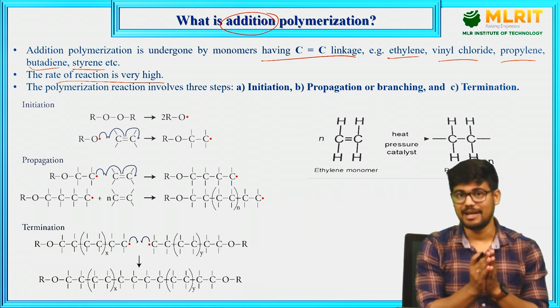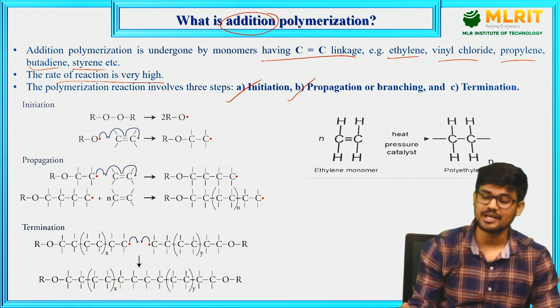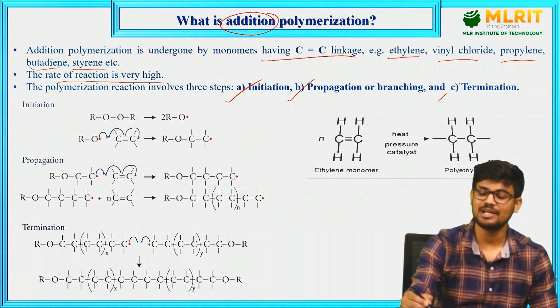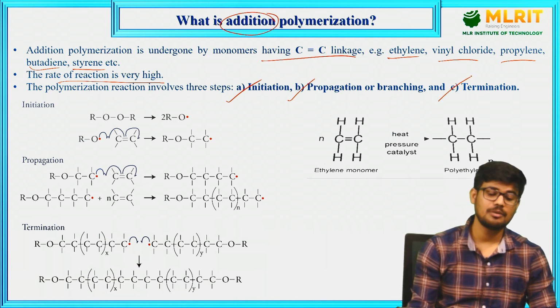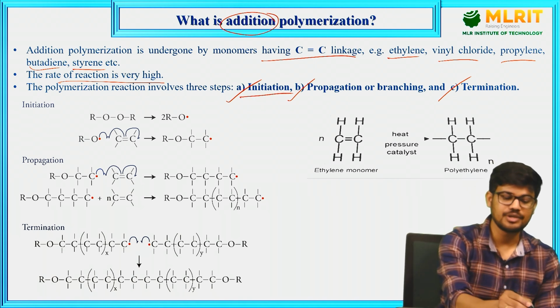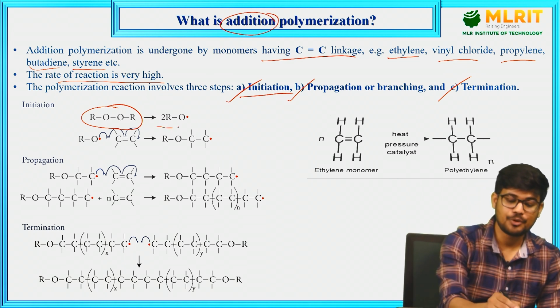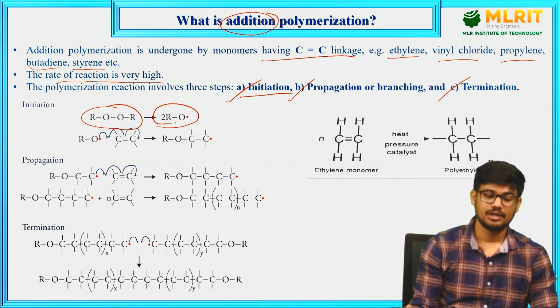In this case, the reaction rate will be very high, and this addition polymerization involves a mechanism of 3 steps. One is initiation, the second one is propagation or branching, and the third one is termination. Now come to the first step, initiation. What does initiation mean? Here we have one peroxide, and from that it will produce a radical, RO dot.